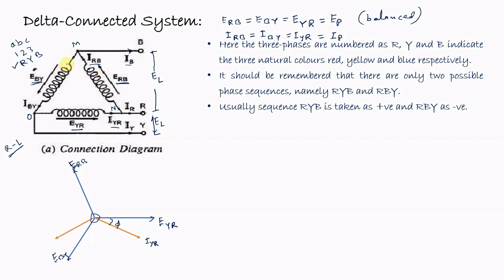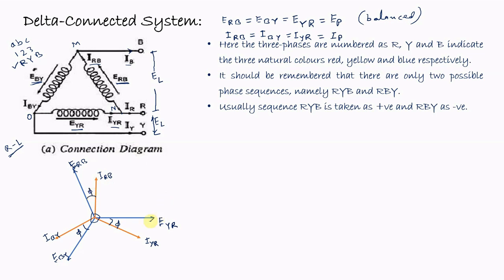Similarly, the current in the coil M and O, that is IBY, will lag the phase voltage EBY by the same angle, phi. So it will be IBY, and it will lag the corresponding phase voltage by the same phase angle. And the third value also, that is IRB. So this is the relation of the three phase voltages and the corresponding three phase currents.